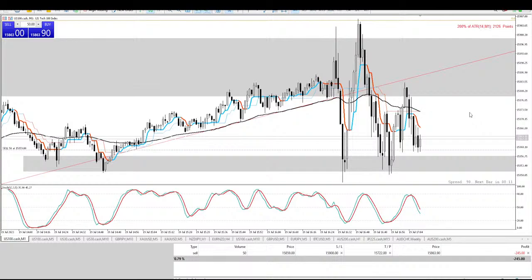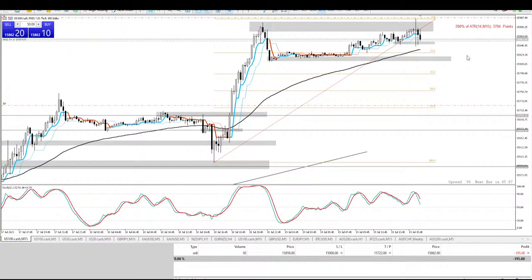About 5 minutes to go for the next 15-minute candle to close. Let's see how it's shaping up. It'd be nice to get a close below these levels.